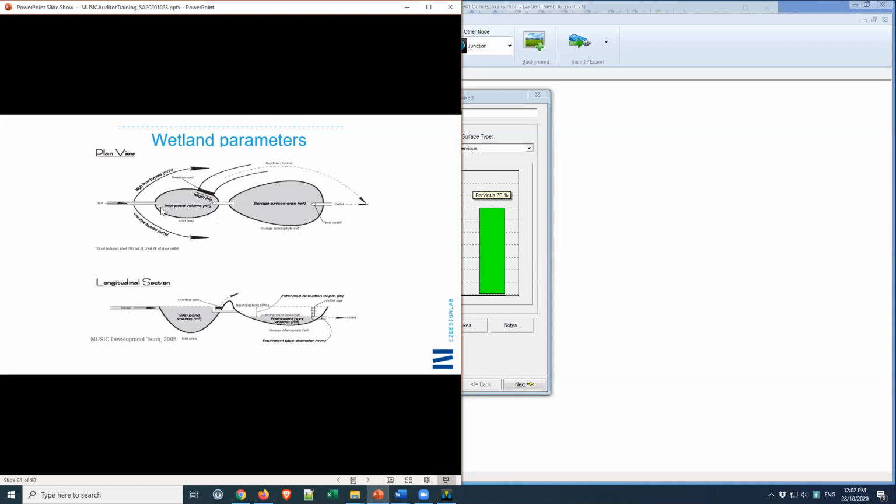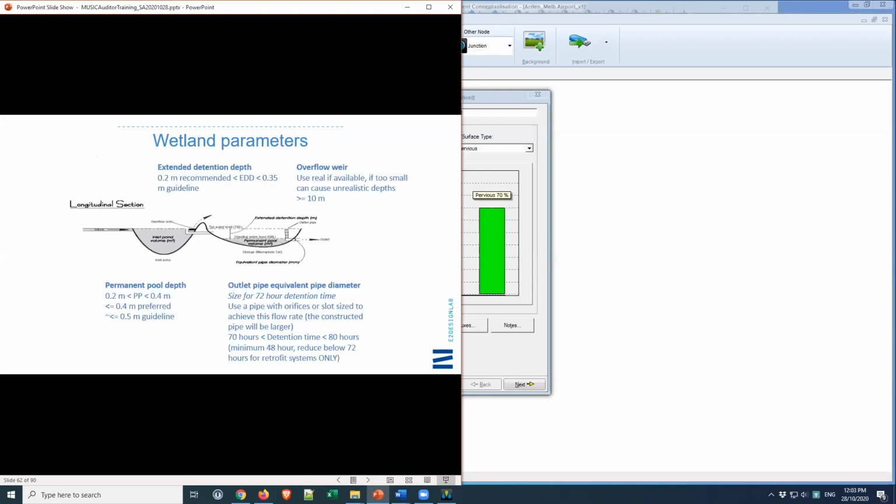So wetlands, this is a schematic of how MUSIC represents a wetland within the model. You have water coming in, you have your inlet pond, you have your main wetland or macrophyte zone, which could be deep pools, might be macrophyte areas. And then you have your bypasses for high flow bypass and the overflow weir going around the wetland. And if we look at the cross section, you've got obviously your permanent pool in the bottom and then the extended detention above that. So these are the various parameters that are in MUSIC and that we're looking to assess with the auditor.